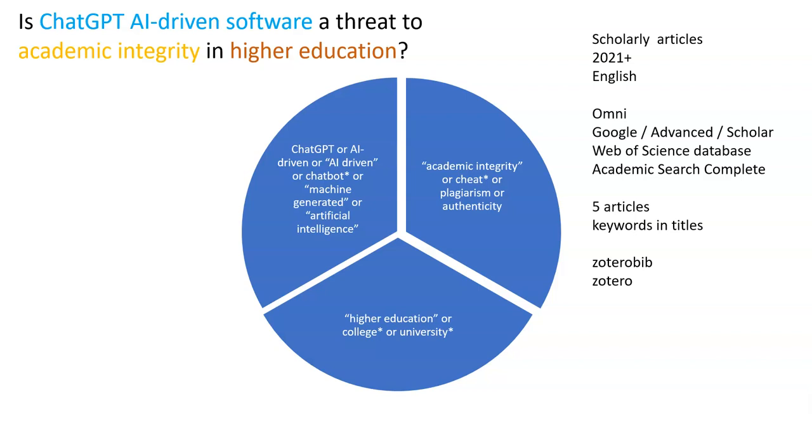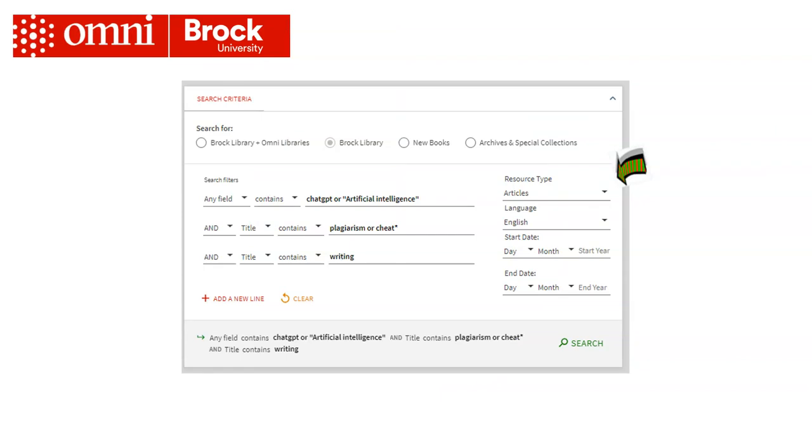But Web of Science and Academic Search Complete, I should be able to find at least 5 articles. I'll probably find 20. I'm looking for keywords and titles, meaning the article should have these words. So that's kind of a search strategy. I'm certainly going to use Zotero Bib and Zotero to track what I've done and what I found as well.